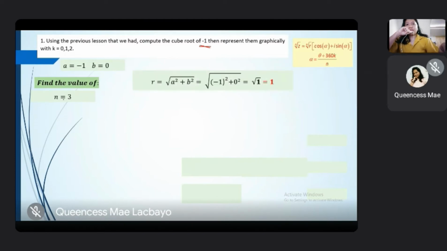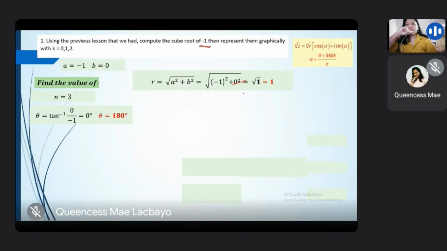And then r. The formula for r is the square root of a squared plus b squared. So let's just substitute the values for a and b. Our a is -1 and our b is 0. So -1 squared is equal to 1 plus 0. So the square root of 1 is equal to 1. So our r is 1.